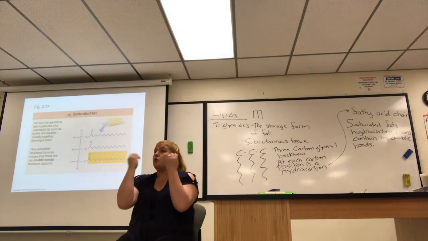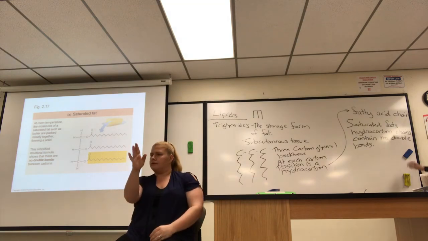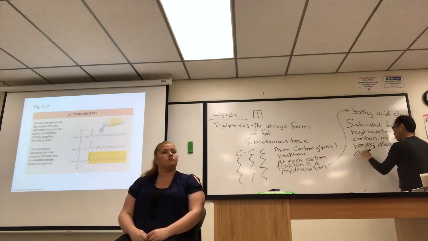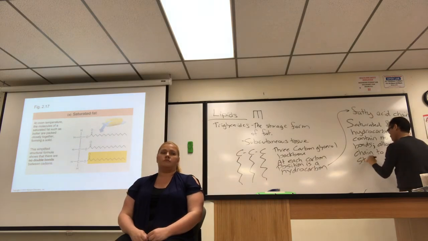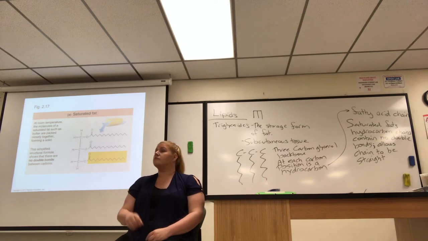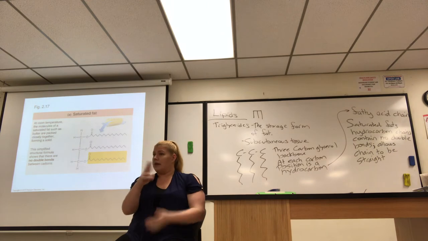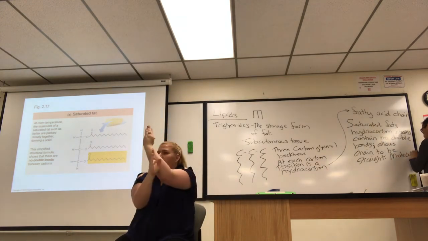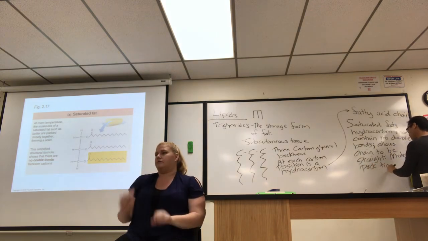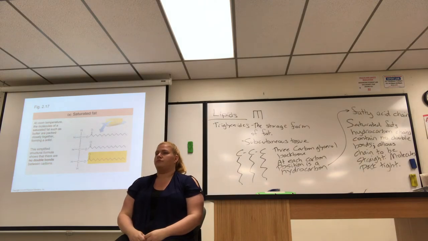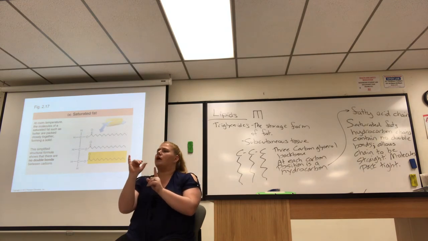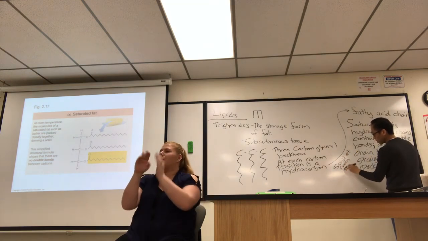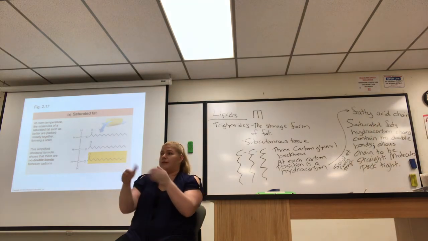When you have no double bonds, that allows the chain to be more or less straight. Because the chain is straight, the molecules compact close together. These triglyceride molecules pack tight. So at room temperature, this kind of fat would be solid, like butter, right? So I'll put that over here. Solid at room temp. Because the molecules are packed closer together, it can be a solid mass.